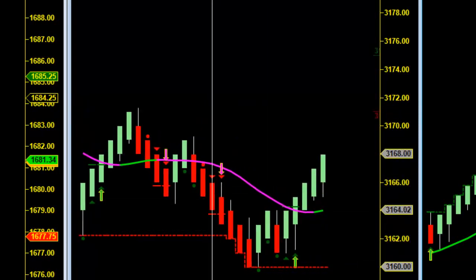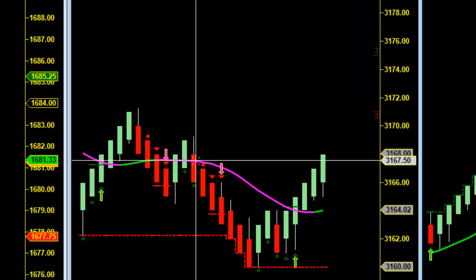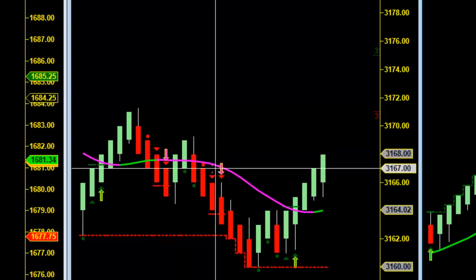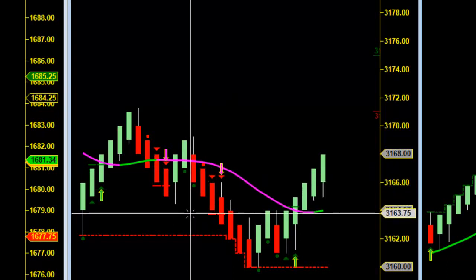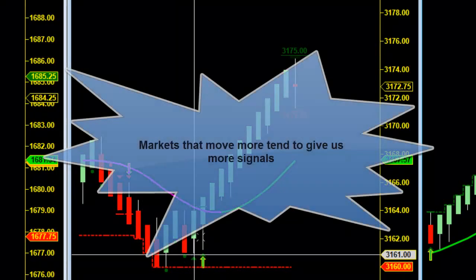Now moving along here, at 10:15 Eastern Standard Time, I get a perfect signal. Red swing line, red warning dot, red short entry triangle, and a red hash mark. There's my 10 ticks right there. And then as you can see here, we bounce.